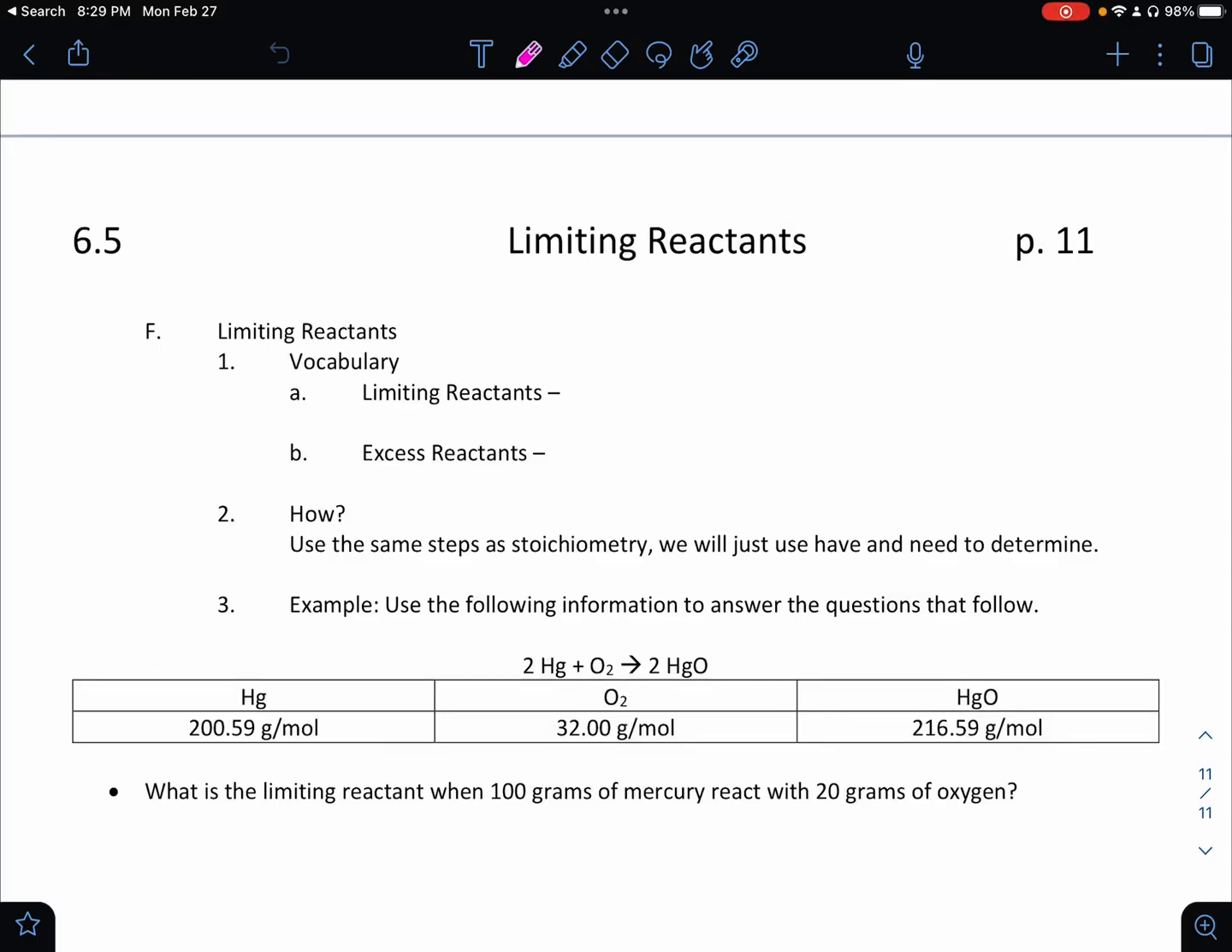We are talking about limiting reactants. This is our last section for stoichiometry. So let's go ahead and jump right into it. Remember to put this title across the top. And here we go. So limiting reactants.